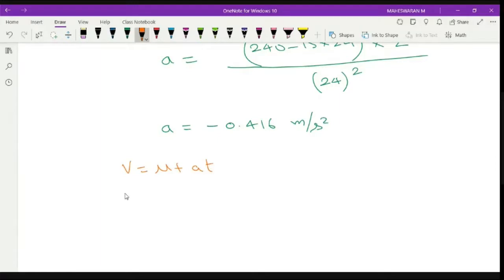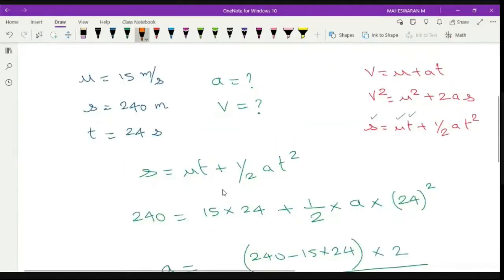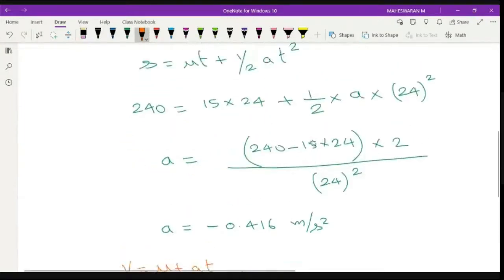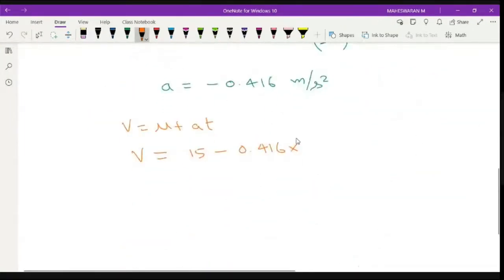So v is equal to u, which is known data, 15, minus 0.416 into t. t is your time, which is around 24 seconds. So what is your v? 24.84 meters per second.